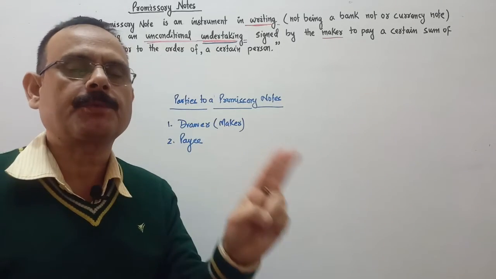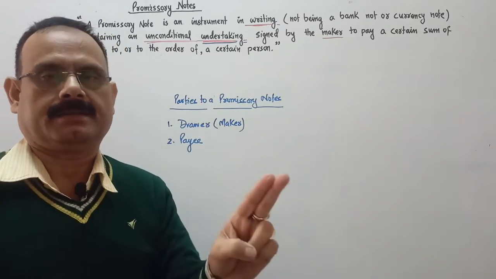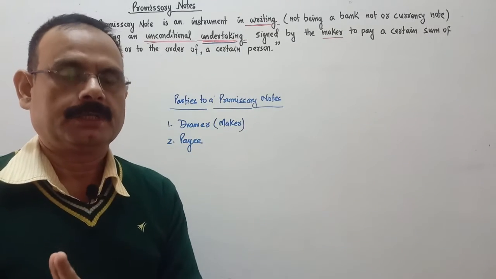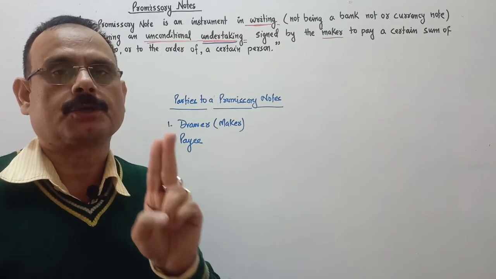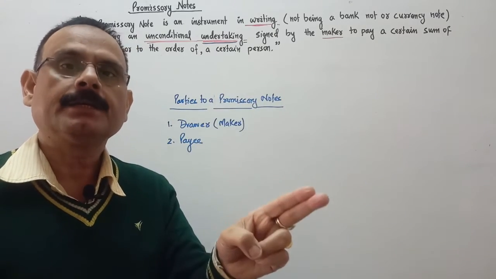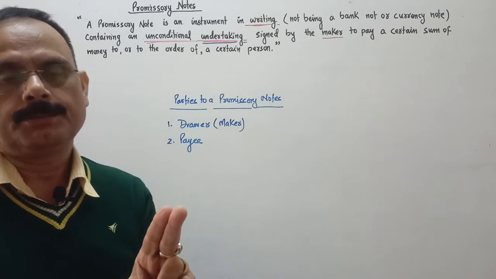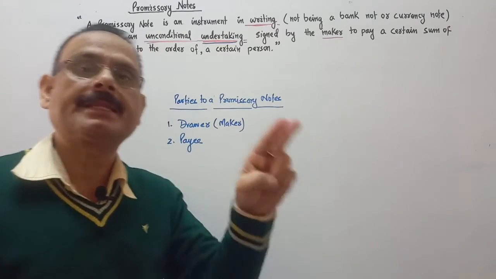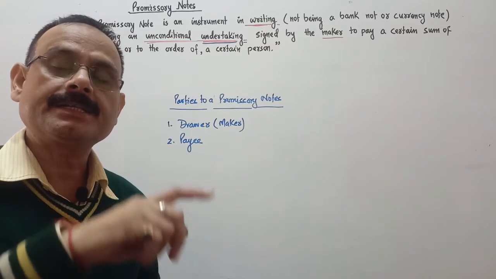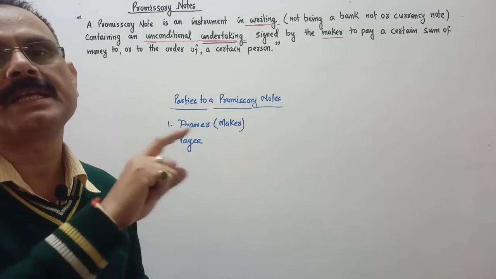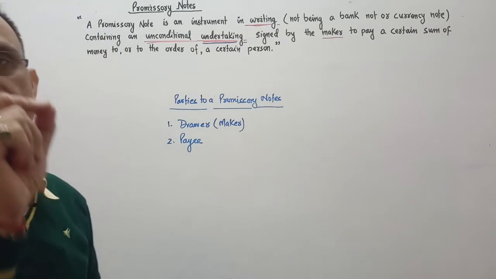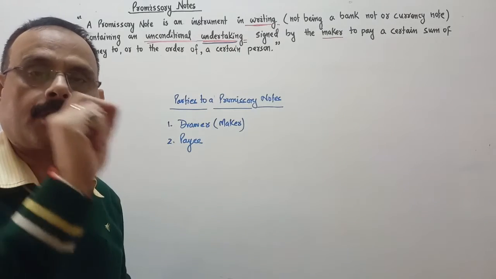Maker, who is the maker in the promissory note? The purchaser. Means the debtor is the maker of the promissory note. The person who purchased the goods on credit, that person, the debtor, is the maker of the bill because he promises to make the payment. So maker means who is the drawer? The debtor is the drawer of the promissory note. Debtor means customer is the drawer of the promissory note. The customer draws the bill.